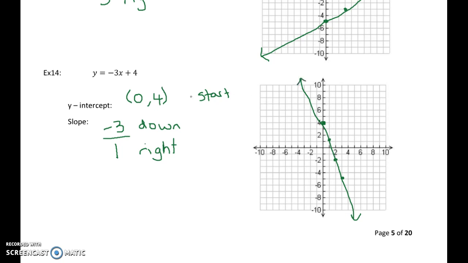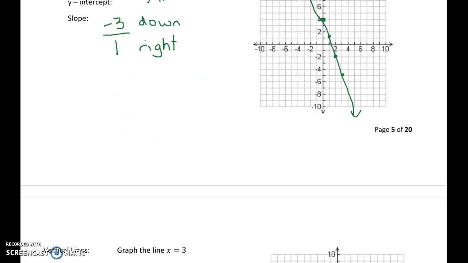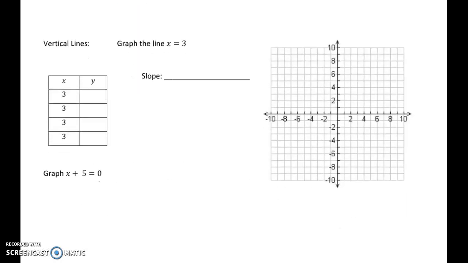So hopefully you've done that before, your y-intercept and your slope. So it's graphing from slope-intercept form, nice and simple. Let's just review horizontal and vertical lines. Last little bit here.